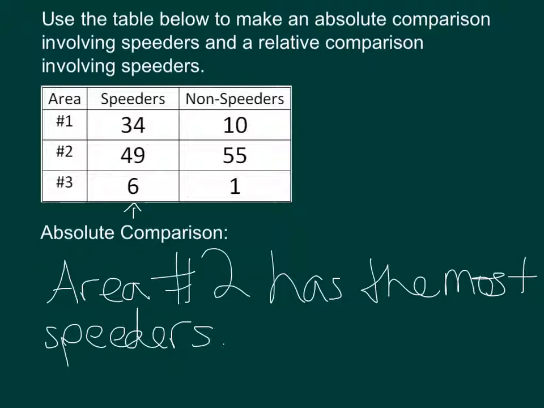Now, because we need to include the data, you might want to mention that area 2 has 49, whereas areas 1 and 3 only have 34 and 6. I'm not going to write that here because I'm kind of low on space, but if this were your quiz or a practice problem for yourself, you would write that.